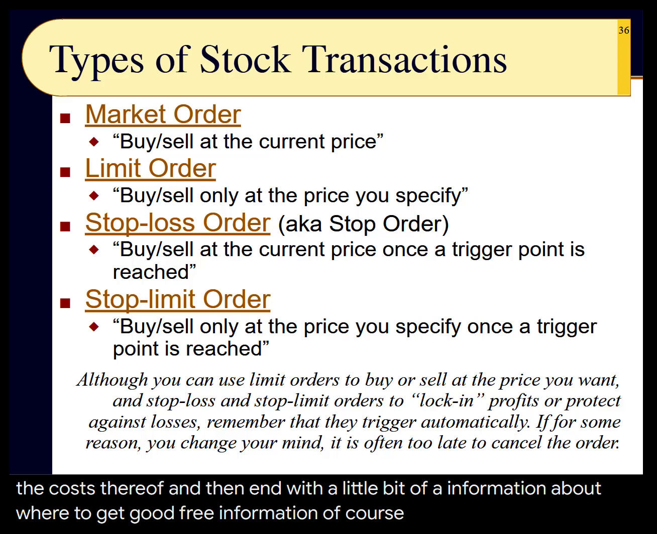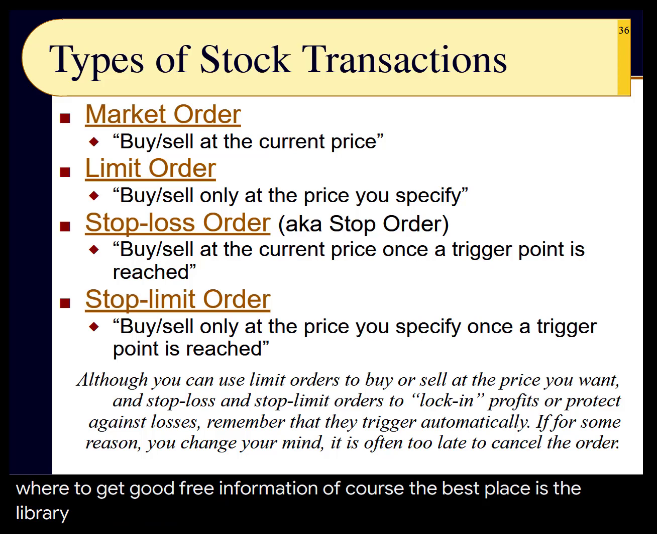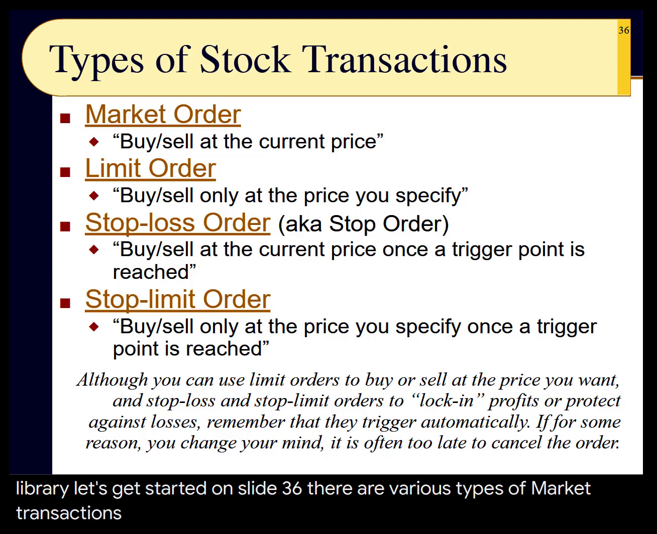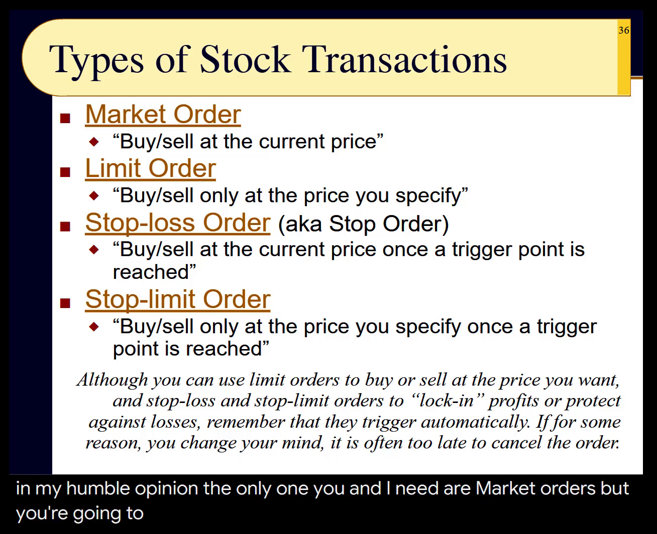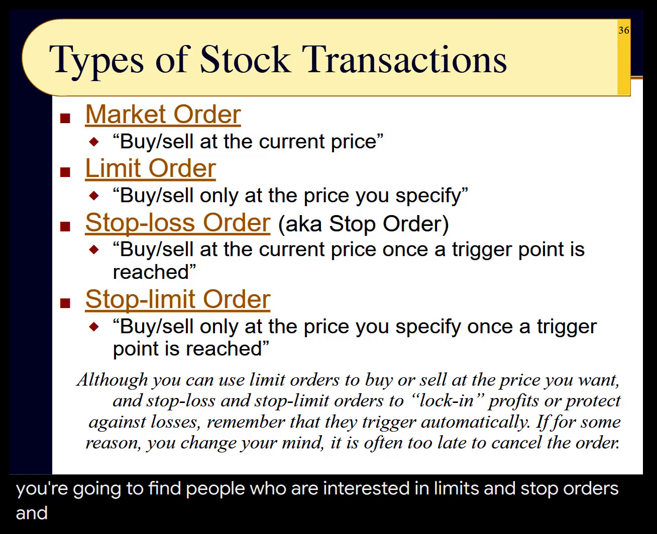Of course, the best place is the library. So let's get started on slide 36. There are various types of market transactions, stock transactions, but they fall into four major categories. In my humble opinion, the only one you and I need are market orders. But you're going to find people who are interested in limits and stop orders. And so let's take a look at them on slide 36.